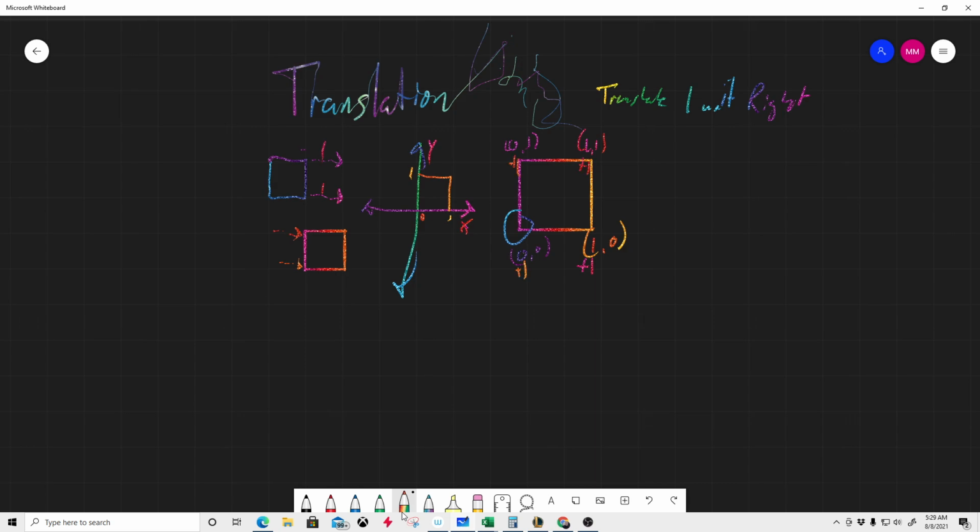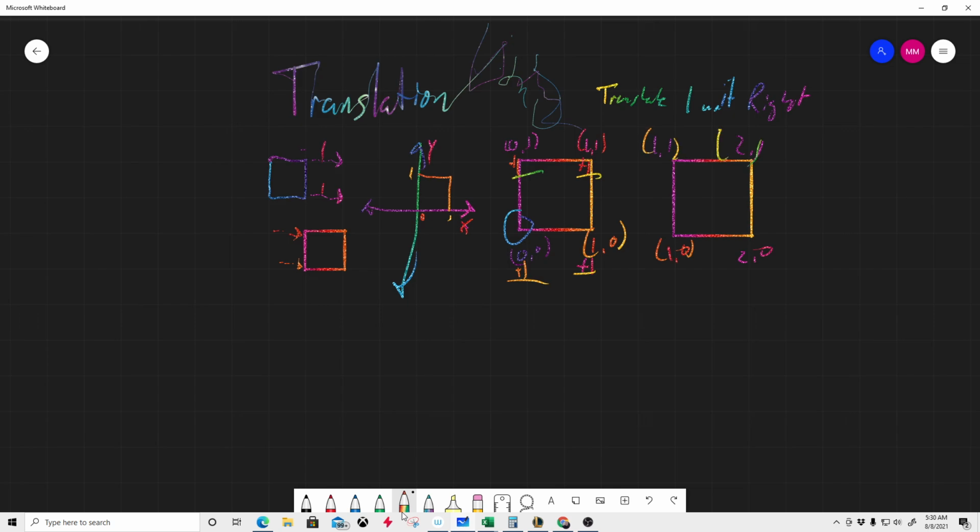And then we're gonna add 1, add 1, add 1, add 1. And so you would translate your square, and the new coordinates are 1, 1, 2, 1, 2, 0, and 1, 0. And so that's how you would.